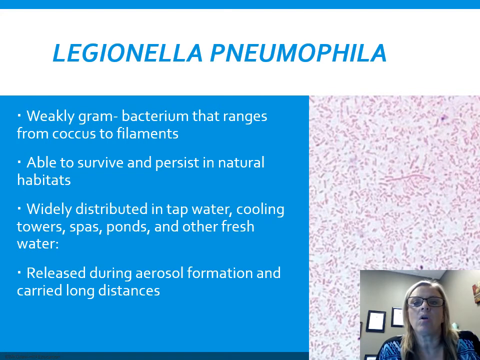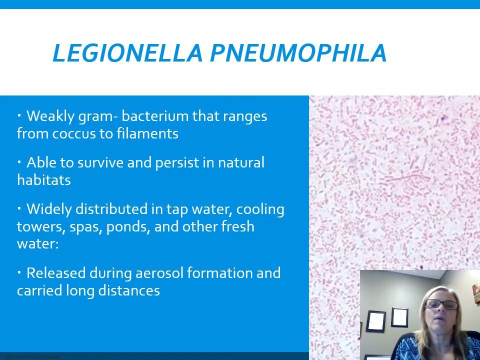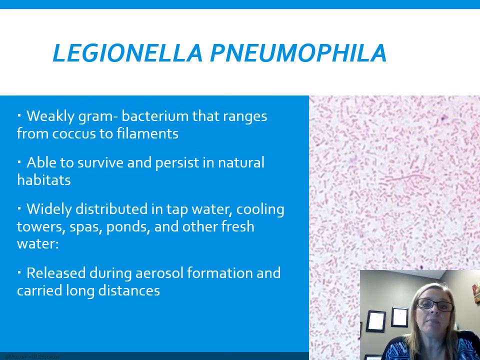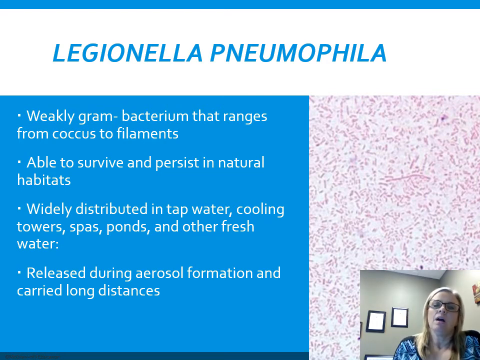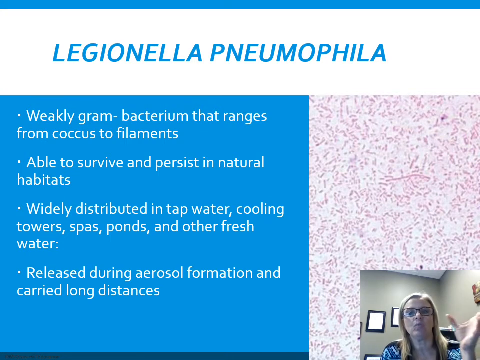Our next community-acquired pneumonia is Legionella pneumophila. Okay, this is less common, but still causes a serious disease. This is a gram-negative polymorphic, that means it can have many different shapes, ranging from cocci all the way to filaments. There are many subtypes. This is going to be widely distributed in an aqueous type habitat. It's found in tap water, cooling towers, ponds, fresh waters. It's resistant to chlorine, and it can live in association with amoebas.